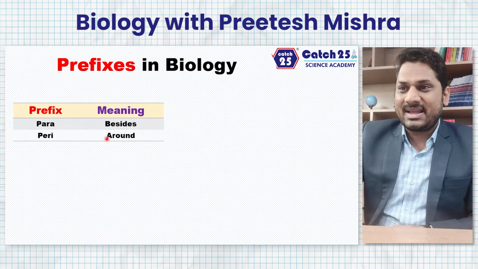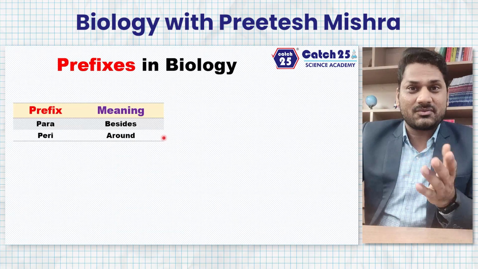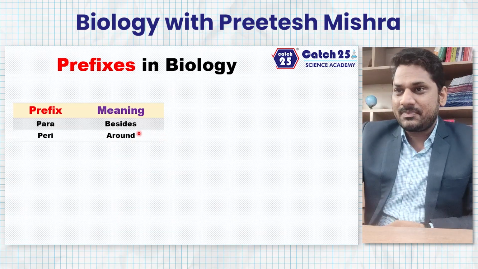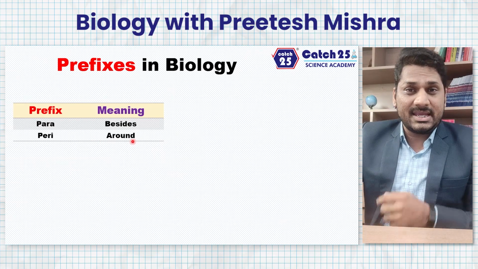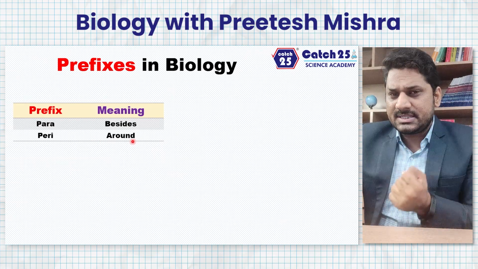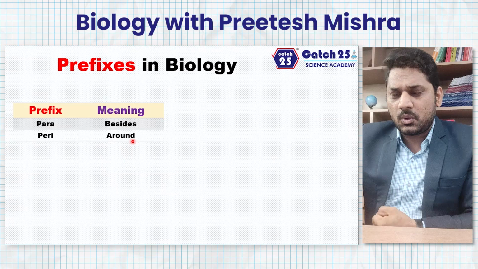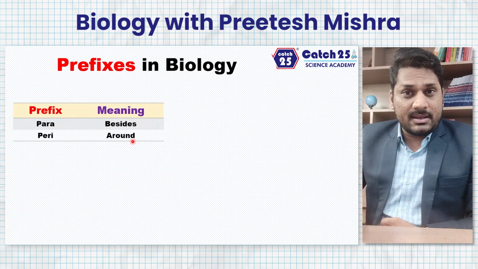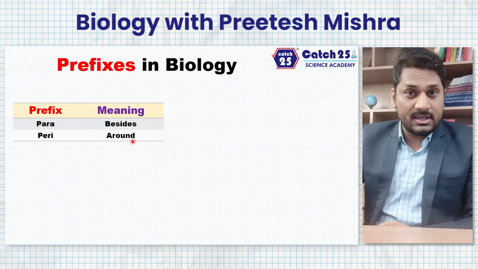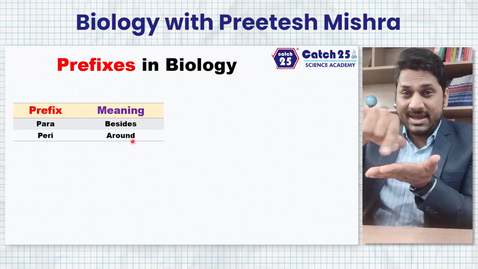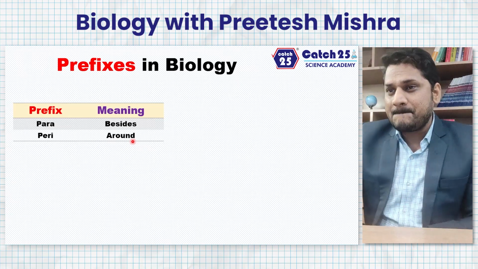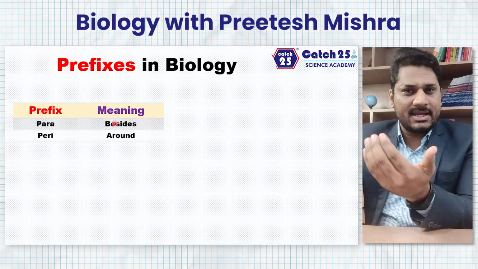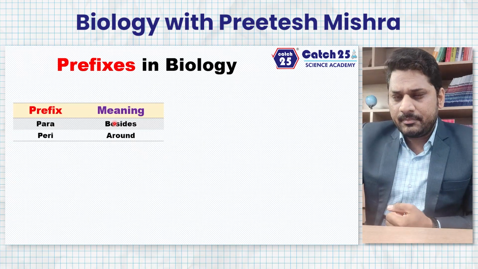दैट इज वेयर I get this term from. It is not from, obviously, McDonald's, but this is the actual meaning of peri. It means around. Simplest example, simplest word which I would like to quote over here. Peripheral. Periphery. Not center. Periphery. I hope you're getting this. Para means what? Besides. Simple example.